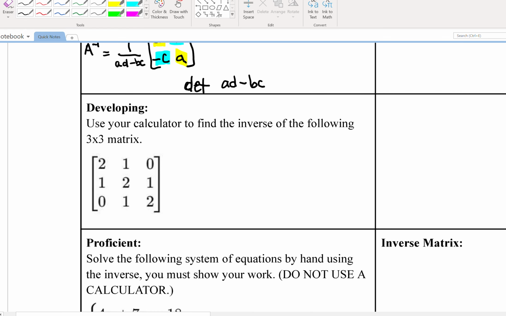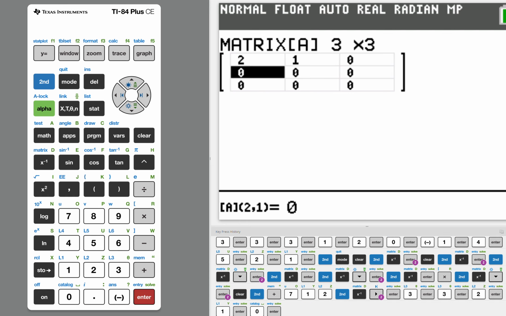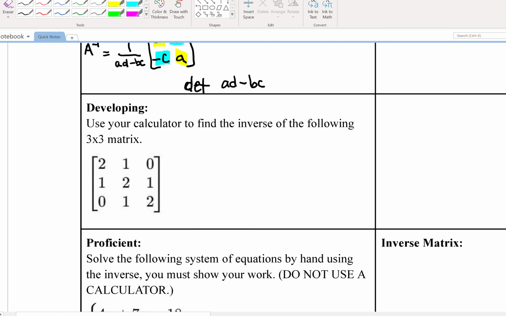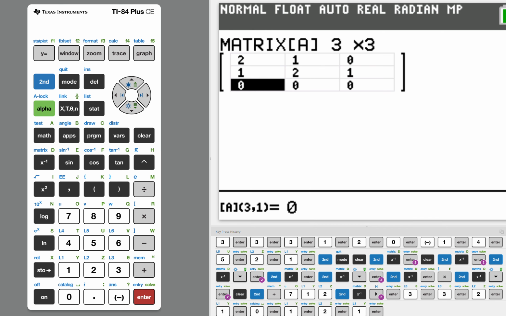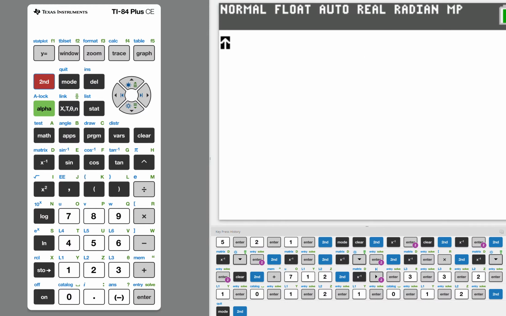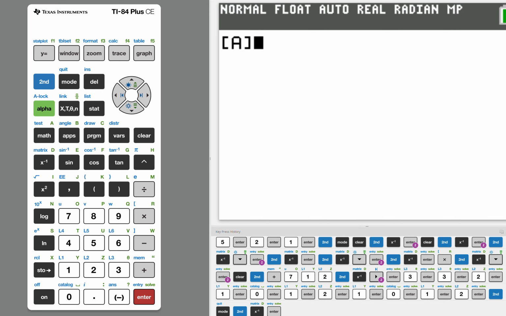And it's 2, 1, 0 in the first row. And then it automatically moves you to the second row. 1, 2, 1, and then 0, 1, 2. And now we've got our matrix entered into the calculator. Then I can do second mode, quit. I'm going to go back, second, just choose that, and it brings it to my main menu.